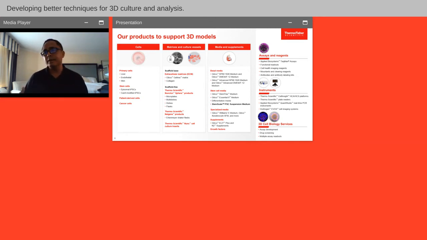And finally, another offering that we just launched is our 3D cell bioservices, which can be a tool for the lab that may not have the manpower to develop these systems. We'll take that burden off you, and we can do different types of assay development, look at drug screening, and look at your model through multiple assay readouts.